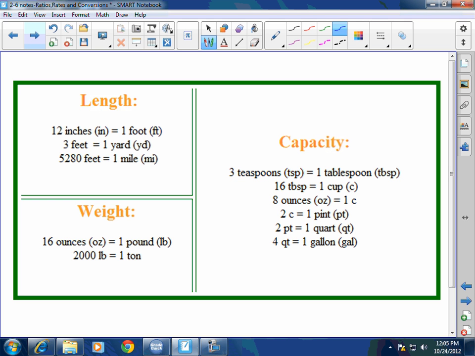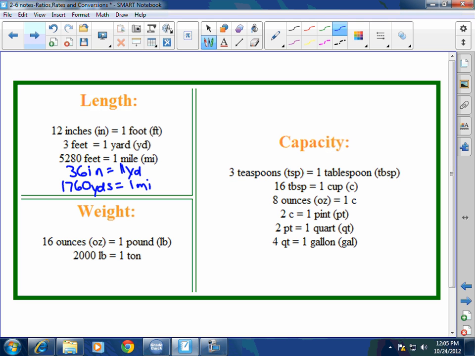Let's talk about the measurements of length. There's 12 inches in a foot. There's 3 feet in a yard. 5,280 feet in a mile. And I'm going to give you 2 other popular ones. There's 36 inches in 1 yard. And there is, believe it or not, 1,760 yards in 1 mile.